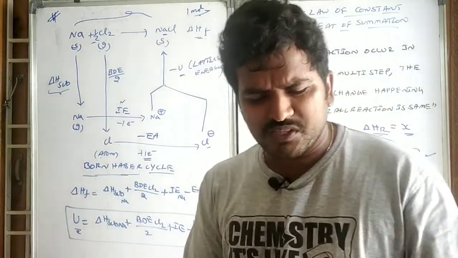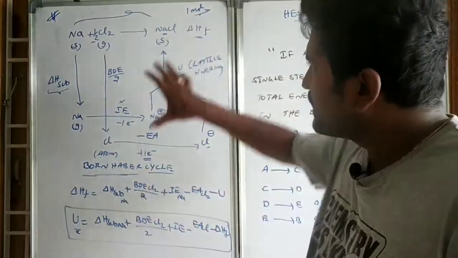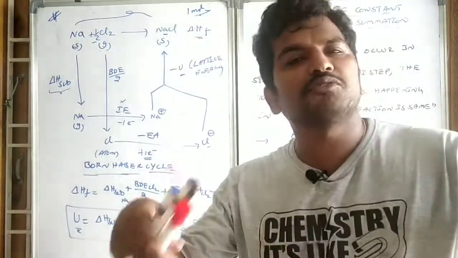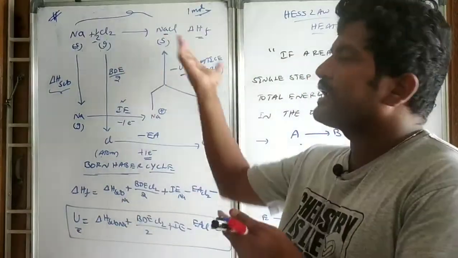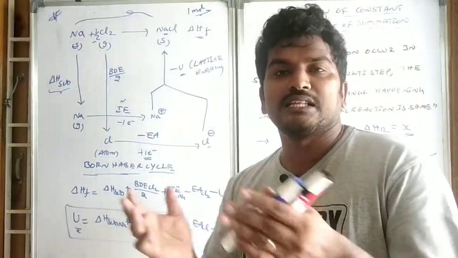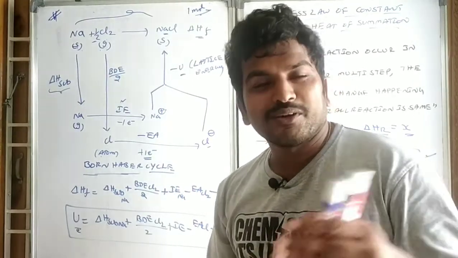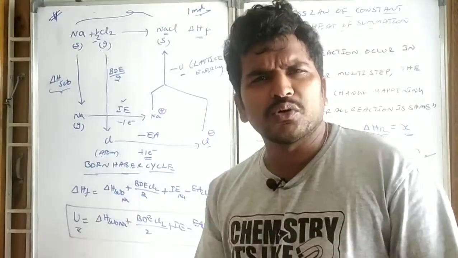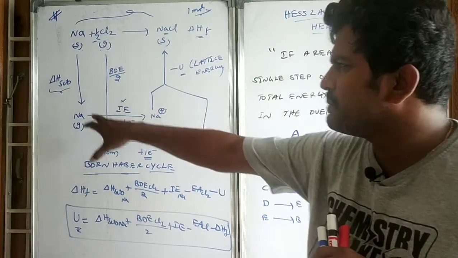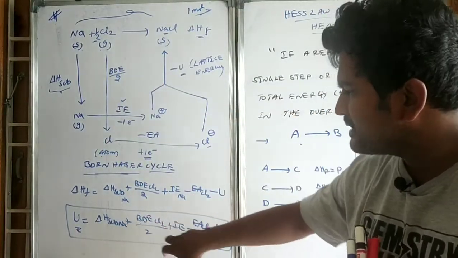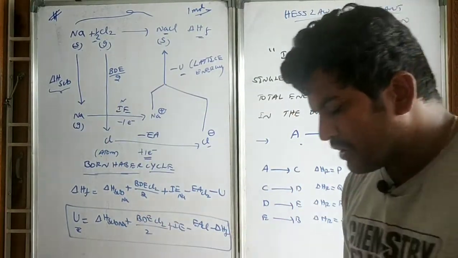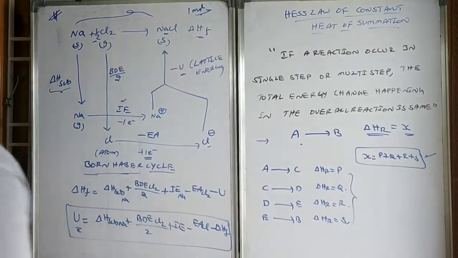A number of problems they will give in exams. Here I have taken this one, but they will give you some other substance. They may go for MgCl2, they may go for AlCl3, they may go for CaCl2, they may go for KCl. Anything they can go, and they will ask you one of the missing parameters of anything I have written here, and they will ask you to find out that thing. And there is one more model, another one.